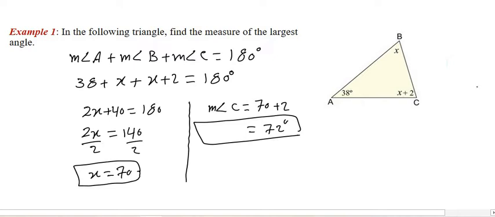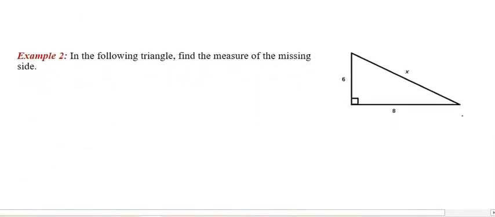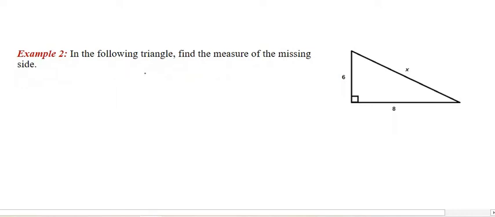And that leads us to example number 2. And I need you to find out the missing side. In the given triangle, find the measure of the missing side. I encourage you to pause the video and try to find out the measure of x, or the length of the missing side.